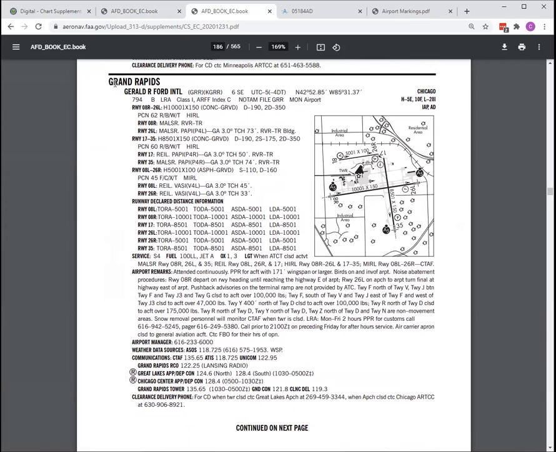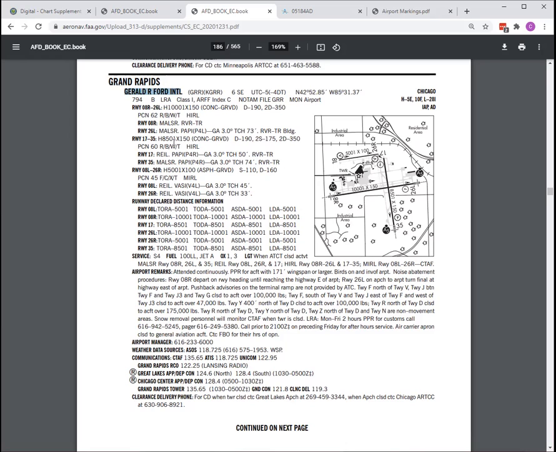So starting from the top, we have the city. So this airport is in Grand Rapids, which is actually kind of counterintuitive because if you actually know where this airport is at, it's actually in the city of Kentwood. However, the airport itself actually has a small bit of land that it's on inside Kentwood that is part of Grand Rapids. So this airport is in Grand Rapids, even though it's in Kentwood.